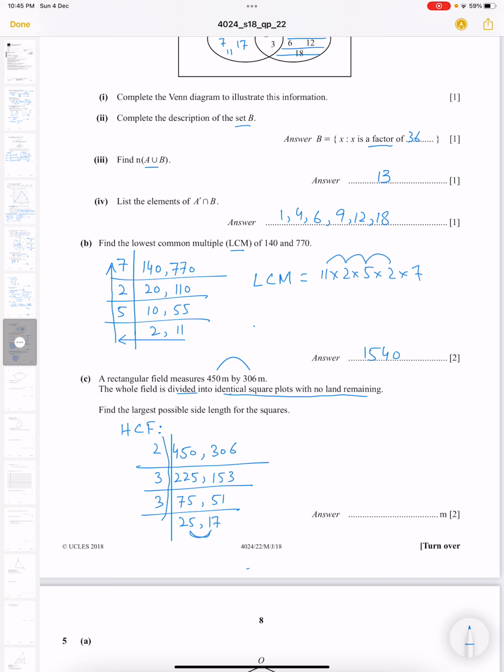So the product of these divisors will be the HCF. It is 2 multiplied by 3 multiplied by 3, and that's 18. So 18 meter will be the answer. The next question.